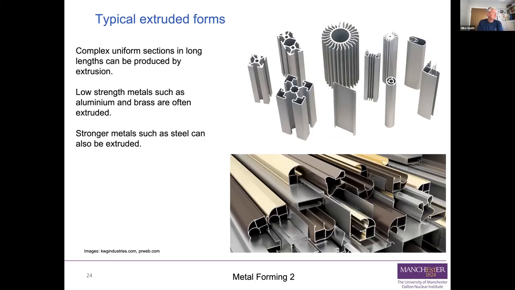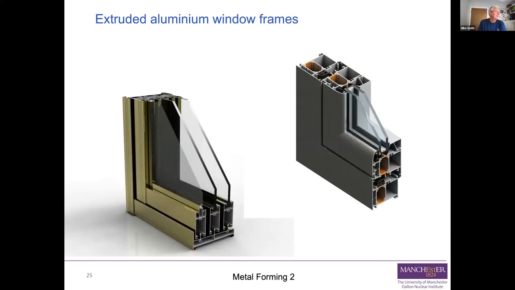Here are some typical extruded forms. You can produce very complex uniform sections in long lengths. Very common for aluminium and brass, but you can do steels as well. And here's some examples of extruded aluminium window frames where you're building your window up from a whole series of extrusions that you're then connecting together in various ways.